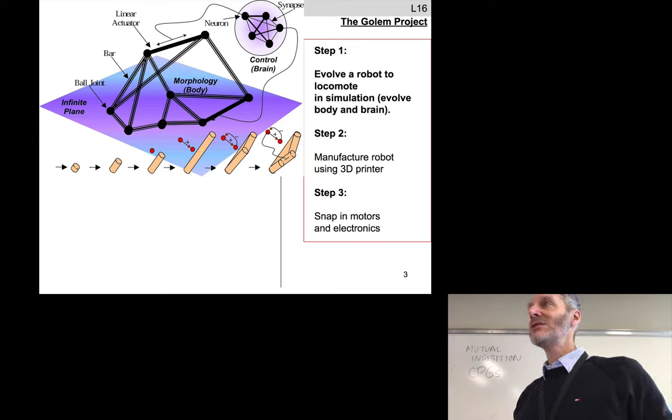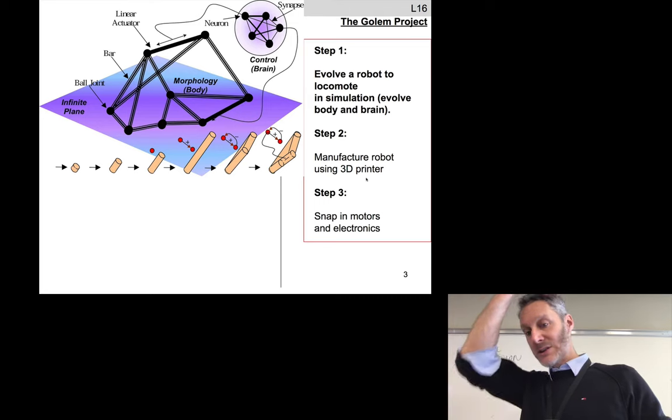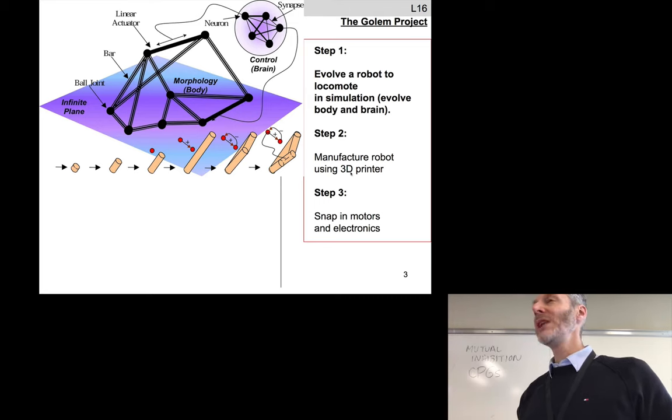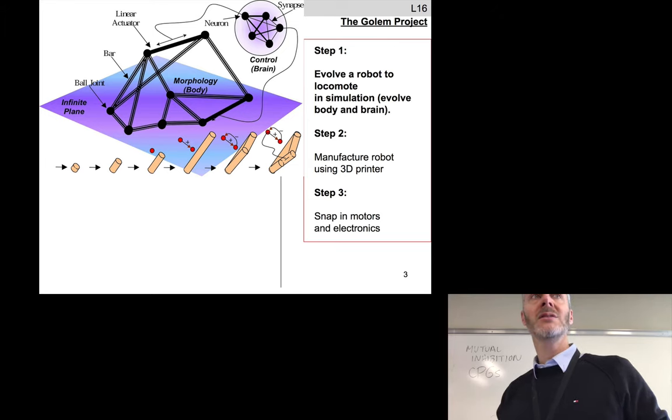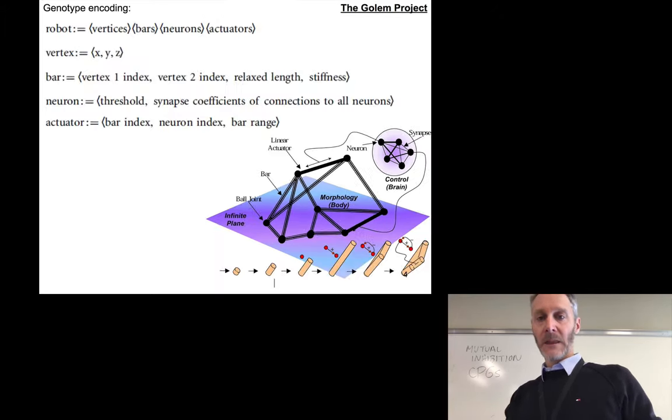They're going to then take the evolved designs and send them to a 3D printer, and the 3D printer prints the plastic parts of the robot. But at that time, there were no 3D printers that could print ceramics or metals or electronics. So they're going to have to snap into this plastic sculpture the other necessary components of a robot. Step one, two, three. Okay.